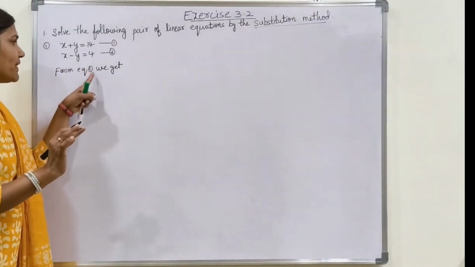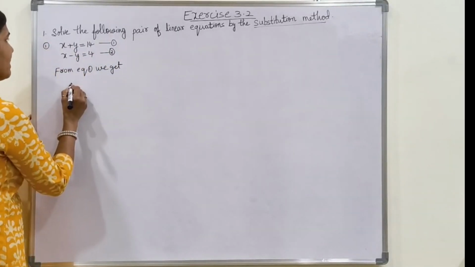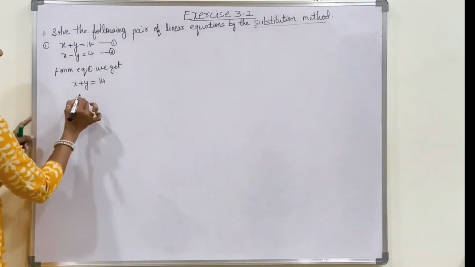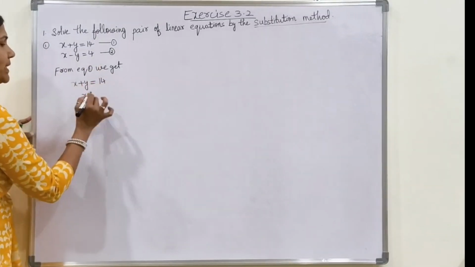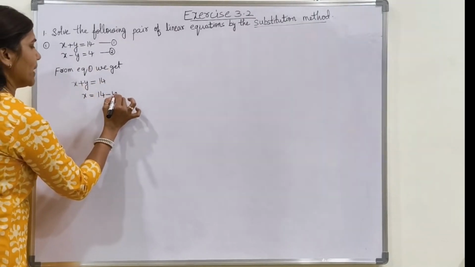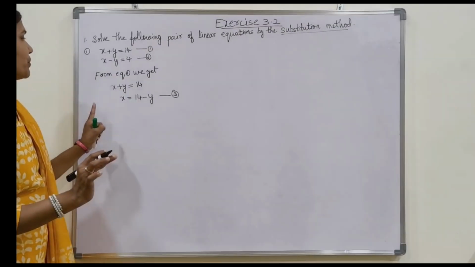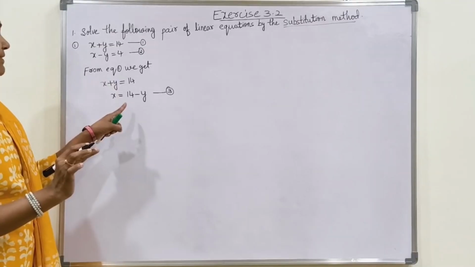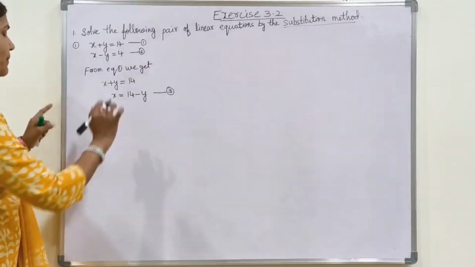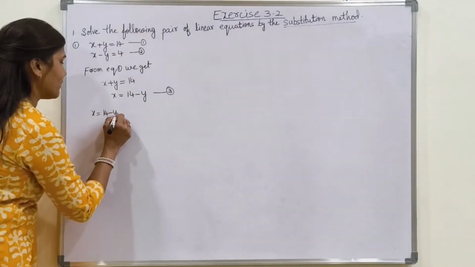See here, from equation 1 we get x plus y equal to 14. I am sending y to that side. x is equal to 14 minus y. This one you write as the third equation. Now x is equal to 14 minus y, and you have to substitute it in the second equation. That is the substitution method.